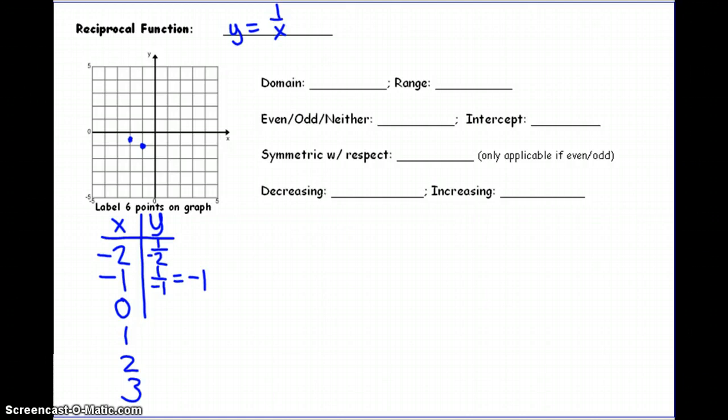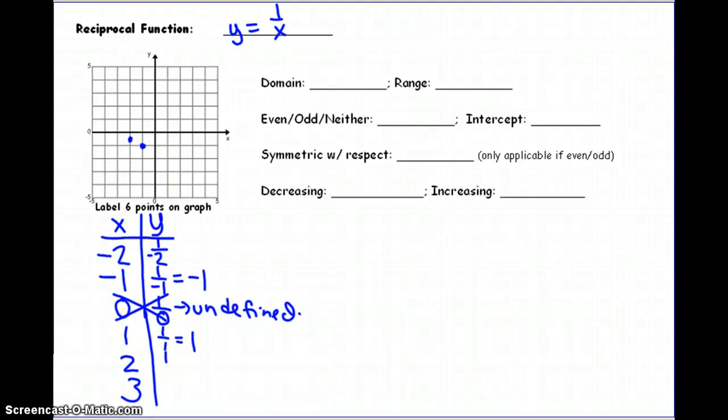When I try to plug in 0 though, I get an undefined number. So I actually don't have a point where the x-coordinate is 0. So I might have to pick another point to plug in. When I plug in 1, I have 1 over 1, which is 1. When I plug in 2, I get +1/2. When I plug in 3, I get +1/3.